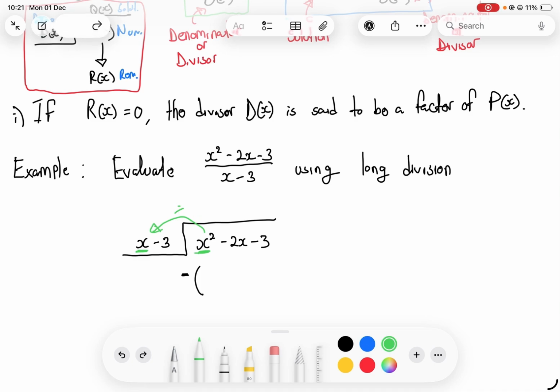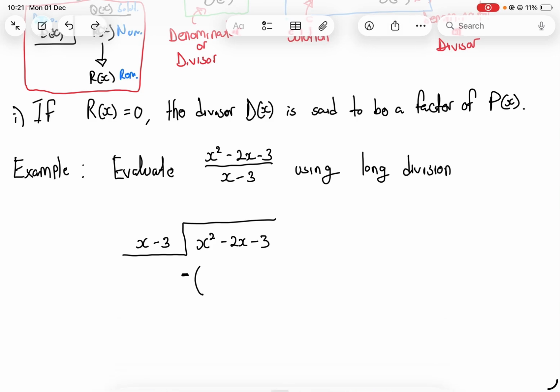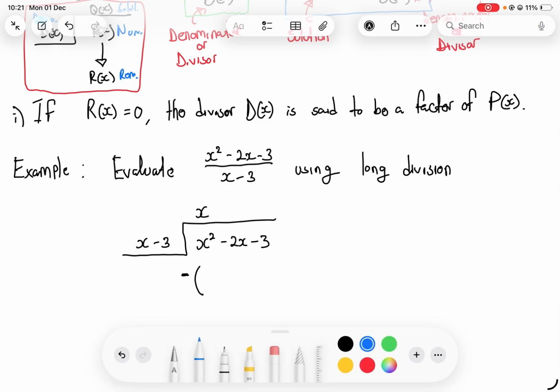Okay, let's do that together. So x squared over x, I said it's going to be x. Then whatever answer you get here, you'll say x times x times minus 3. Then you place those answers here. Then you close the brackets. Okay, let's do it together.